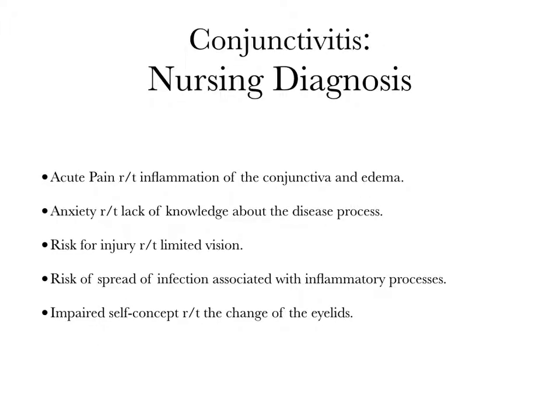So potential nursing diagnoses for a patient with conjunctivitis include pain management, anxiety management, risk for injury, and this is also related to the loss of visual acuity, the spread of infection, and also impaired self-concept, because the patient is experiencing a change in how they look. So the red eyes could be making them feel bad about themselves, and the swelling and the discharge, it's unattractive. So they may feel unattractive, and that is something potentially we need to intervene with.